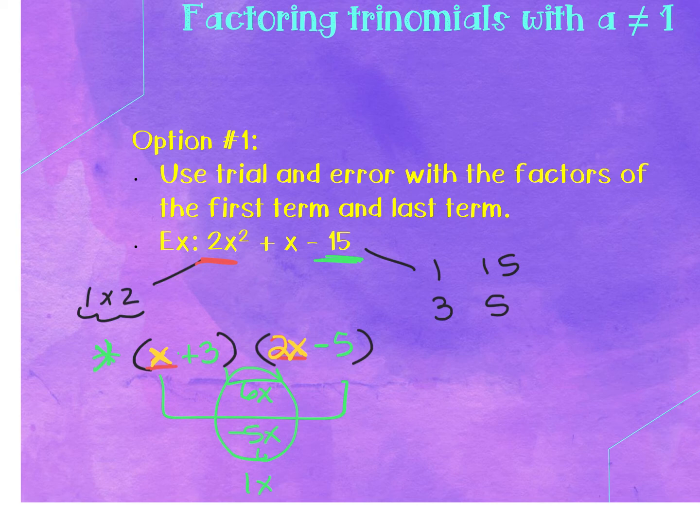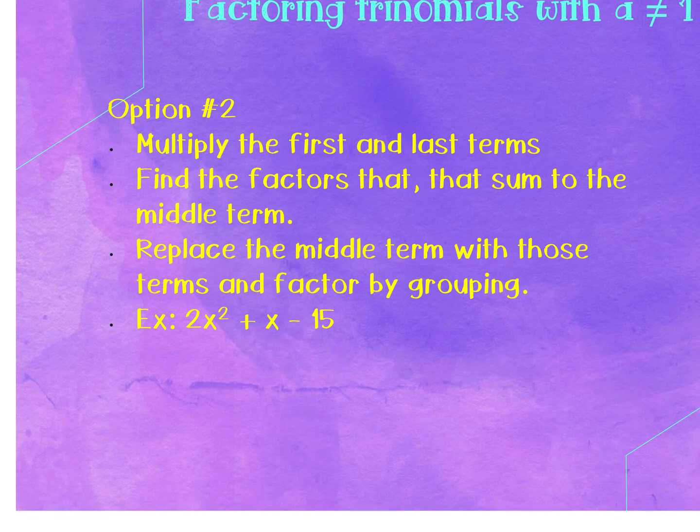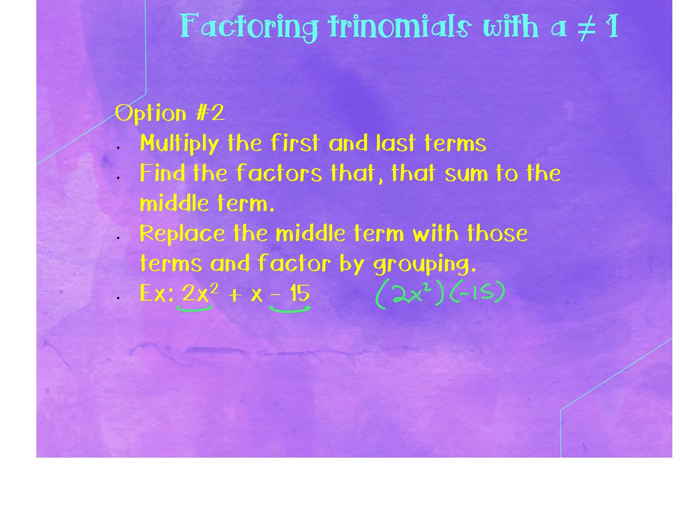Now I'm going to show you the technique that I like to do because it never fails. And what we're going to do is use the factor by grouping that we learned yesterday. So same problem as the previous slide where you were guessing and testing. Step number 1 is to multiply the first term with the last term. So I'm going to do 2x squared times negative 15. And this is going to give me negative 30x squared.